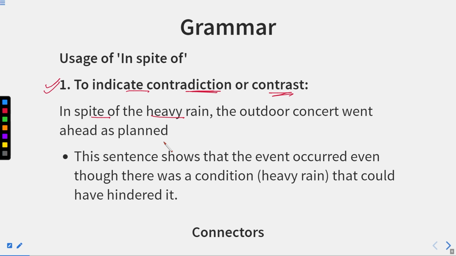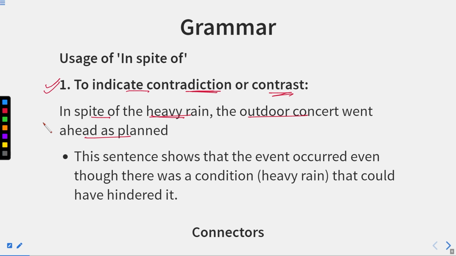So here we can use in spite of just to show that there is a condition of heavy rain, but the outcome was just opposite. The outcome was just contradictory with the expectation of the heavy rain. This sentence shows the event occurred even though there was a condition, that is heavy rain, that could have hindered it. So it is just used as notwithstanding, despite, or other words that we have learned till now.